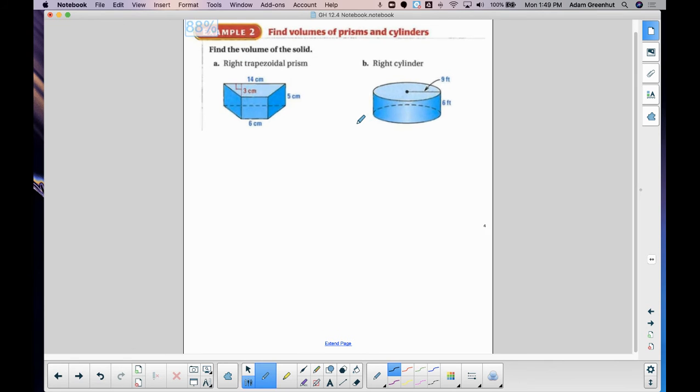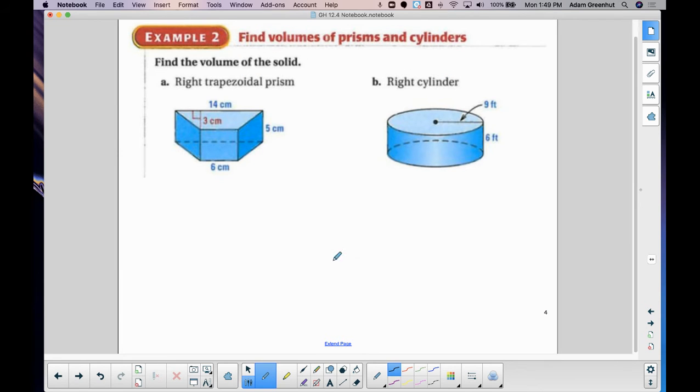So let's see if we can do a couple. Maybe I'll start by doing B myself and let you try A. B is a cylinder, but again, I treat these both basically as prisms. To find the volume, I do area of the base times the height. So it's a circle. I'm going to do pi times the radius squared, and that's going to give me 81 pi. And keep in mind that area is in square feet.